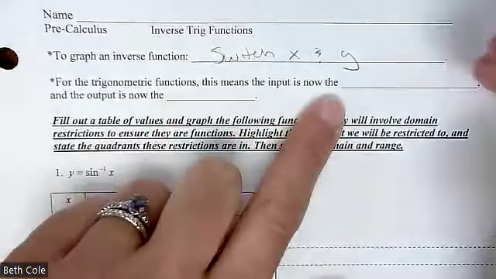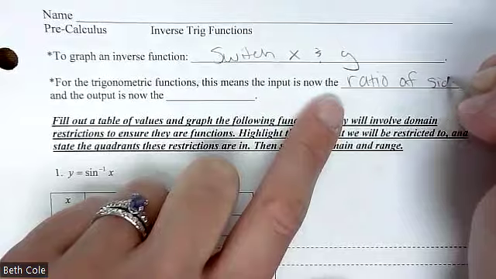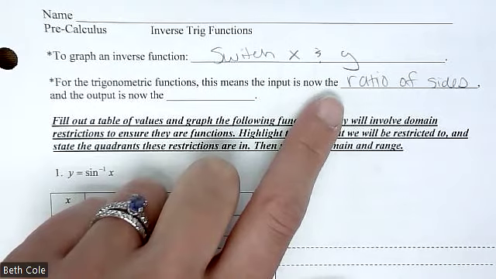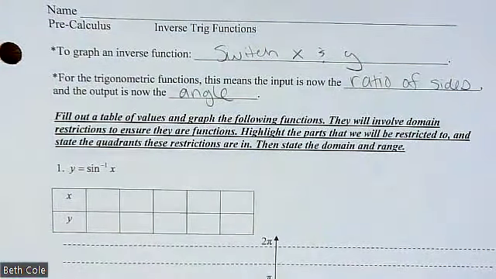So this means that the input is now the ratio of the sides, which means your zeros and your ones, and your opposite over hypotenuse, or we're using the y value or the x value or y over x, whatever it is. And the output is now the angle, which is the pi over whatever. So it's just reversed.